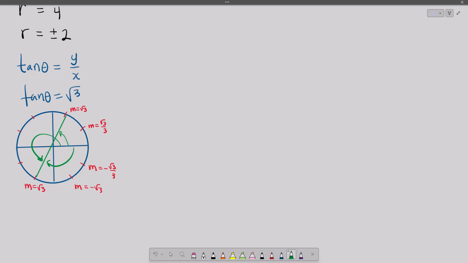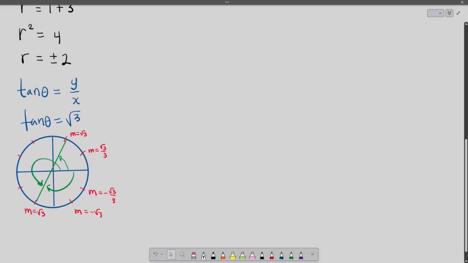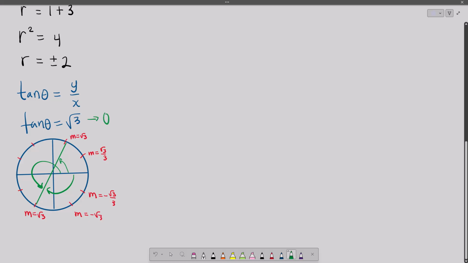All right. So we're going to say that theta will be pi over 3. So we're going to choose the smallest positive angle. So pi over 3.